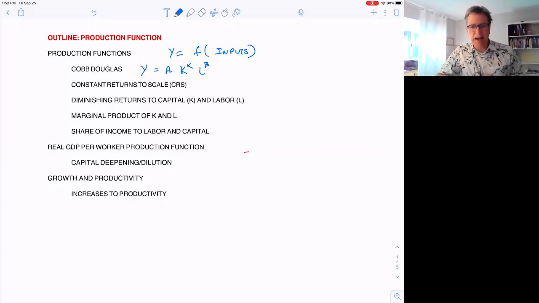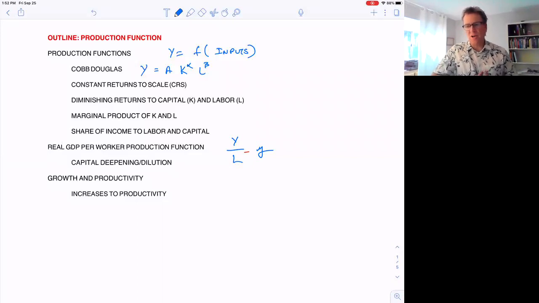So if we just add capital, we'll have some diminishing returns. Just add labor, have some diminishing returns. We got to add both of them together to get constant returns. We went through the marginal products of K and L and showed that they're positive but decreasing. Then we looked at real GDP per worker, which is output divided by workers, Y over L, which is little y, and looked at that graph.